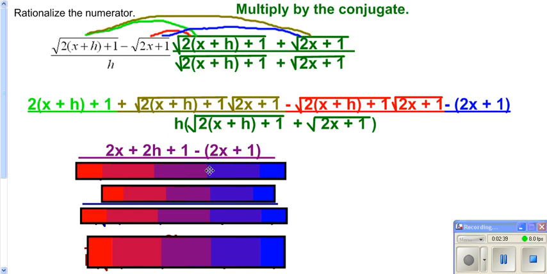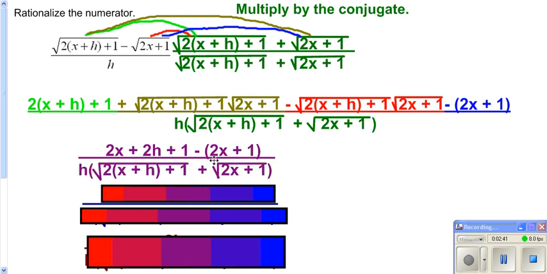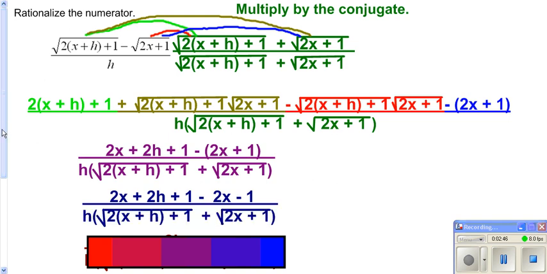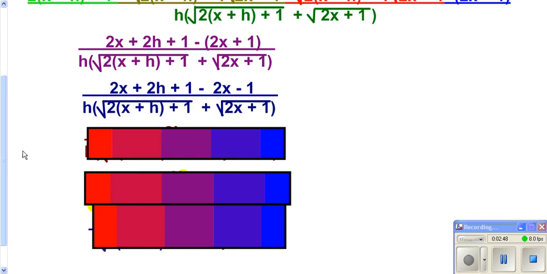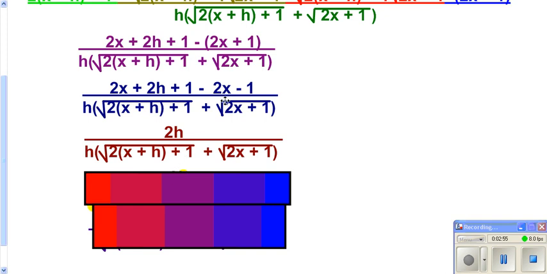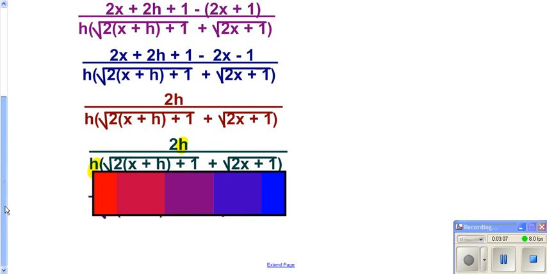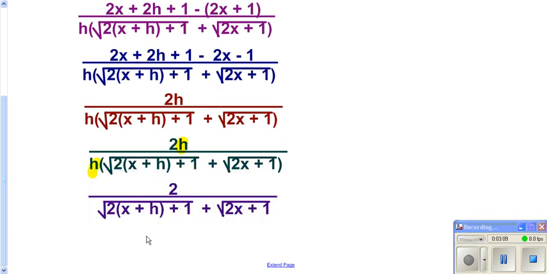So now let's get rid of our parentheses on the top by distributing through, just keeping the bottom the same. Now all we're going to do is collect our like terms on the top. And we just get a 2h because your 2x and your negative 2x drop, your 1 and your minus 1 drop. Now notice you have an h times the whole top and h times the whole bottom, so they cancel out. So all you're really left with is just a 2 on top, and then what we had for our conjugate on the bottom.